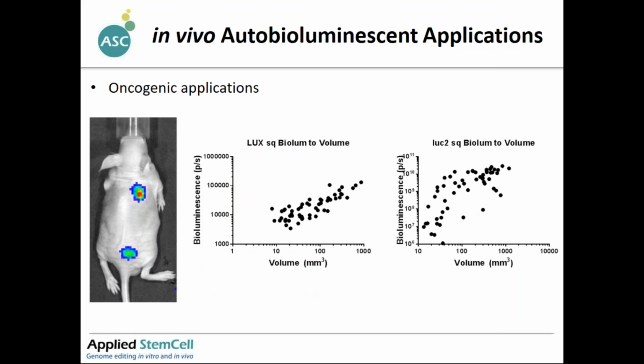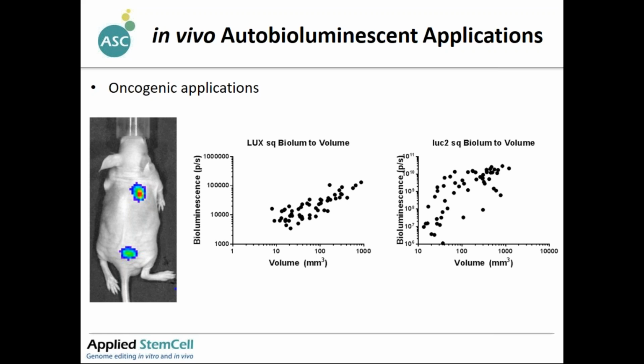A typical example for in vivo imaging is for oncogenic applications. So you can use the bioluminescent signal, the light signal, to look at the tumor burden. Here's a graph comparing autobioluminescent tumor cells and traditional bioluminescent tumor models. You'll see on the autobioluminescent tumor cells, actually, the signal correlates better with the tumor volume than the traditional luciferase assays.